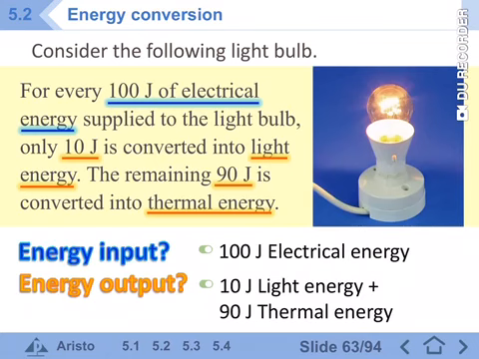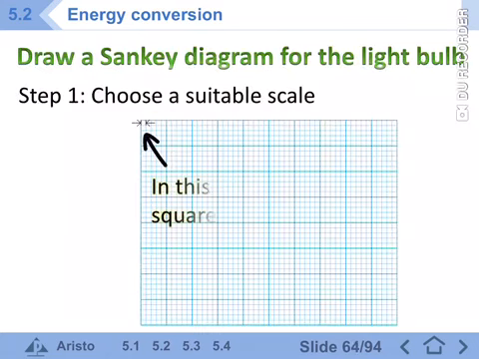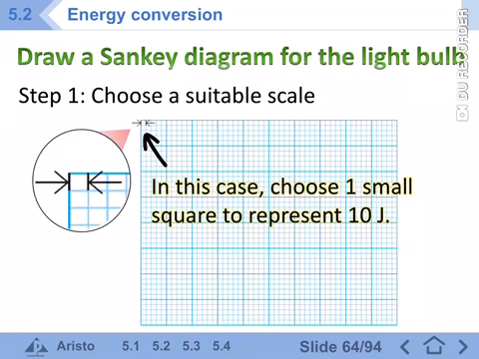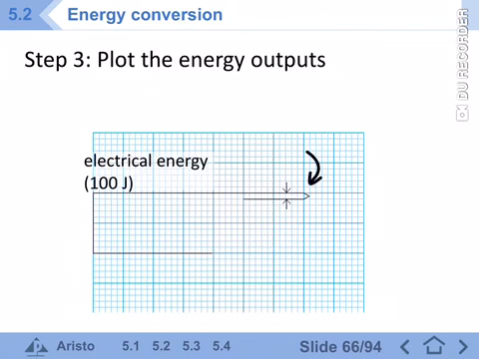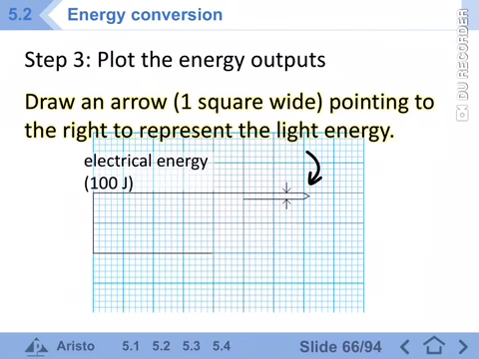Okay, so let's put it into a drawing. So in here, if you draw every one of these squares as representing 10 joules, you will need 10 of them to give you 100 joules, right? 10 times 10 is 100. So in here, the output of the light energy is only 10 joules. That's the output, which is only 1 square wide.